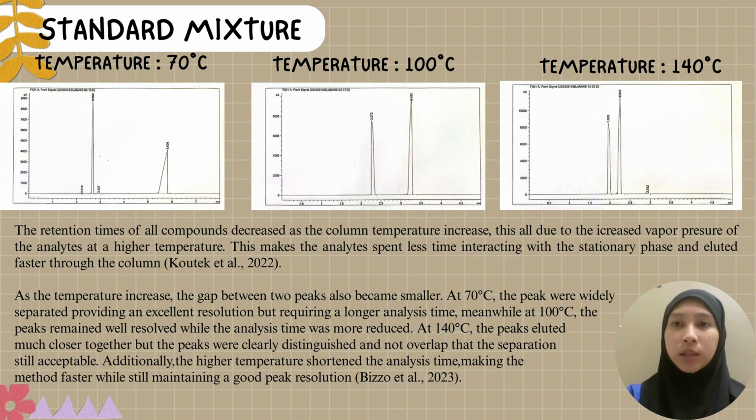At 70 Celsius, the peaks were widely separated, giving excellent resolution and a longer analysis time. At 100 Celsius, the peaks were still well separated while the analysis time was shorter, providing a good balance between separation and efficiency. At 114 Celsius, the peaks eluted much closer together.